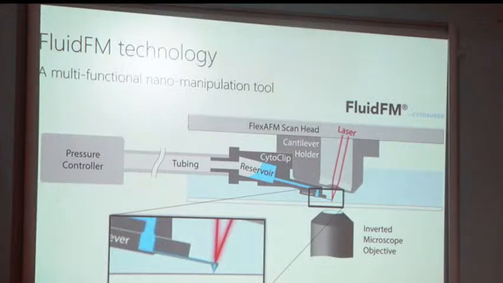So this setup looks like this. This is the hollow cantilever, which is connected to a reservoir, and the reservoir is connected to a pressure controller. This whole part can be connected to the AFM scanner to perform something called fluid probe microscopy. It is nothing but a multifunctional nano manipulation tool. I will show you a few examples of how they look, but it has a lot more applications.